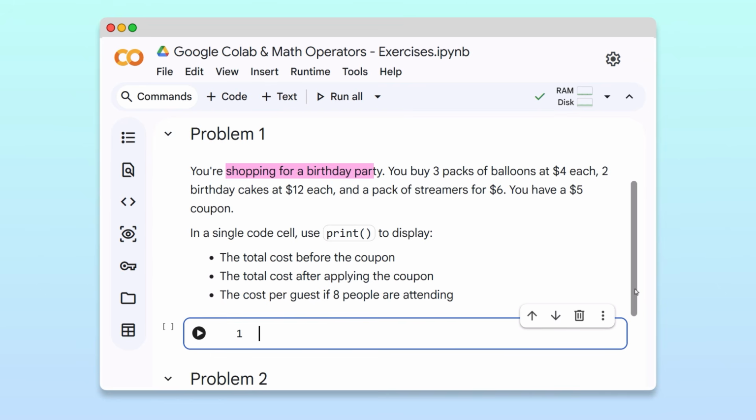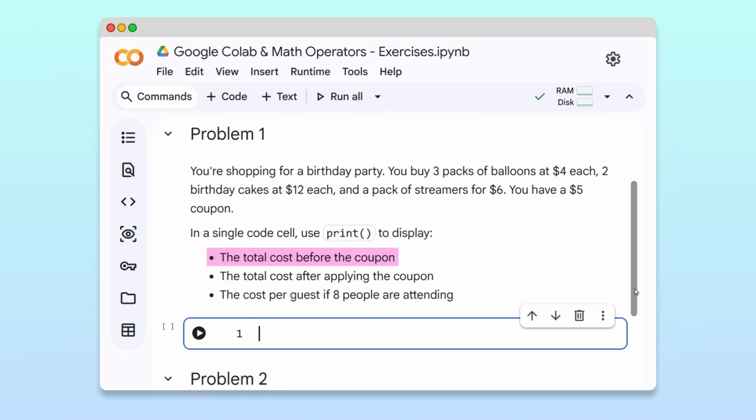In this problem, we're shopping for a birthday party. We buy 3 packs of balloons at $4 each, 2 cakes at $12 each, and a pack of streamers for $6. Also, we have a $5 coupon. We need to calculate and print the total cost before the coupon, after the coupon, and the cost per guest for 8 people. The key thing to notice here is that we need to print 3 separate values from a single cell, which means we'll need to use the print function 3 times.